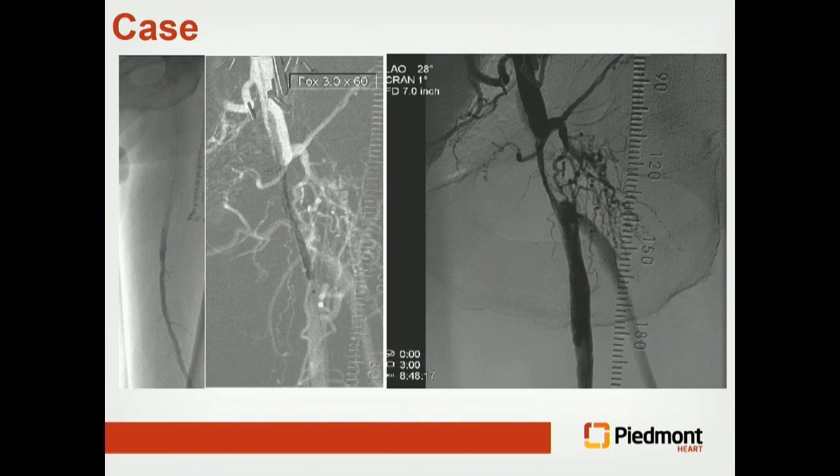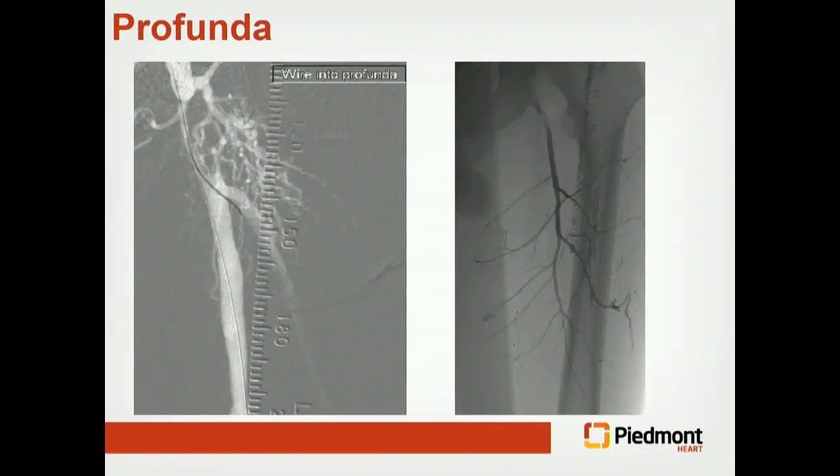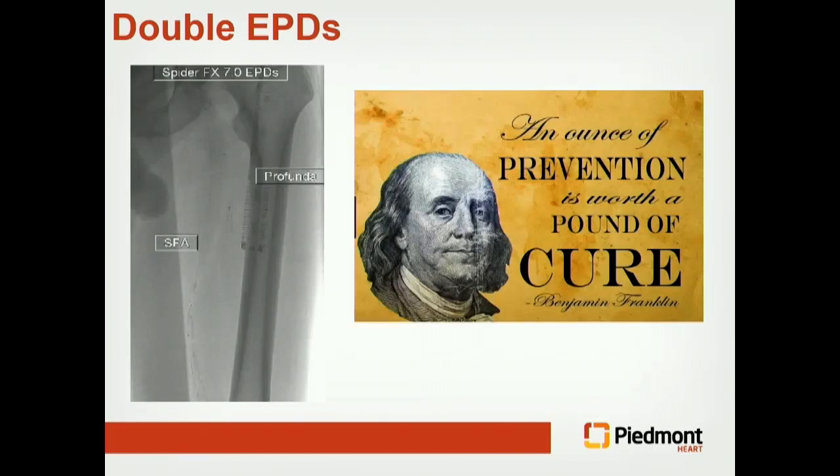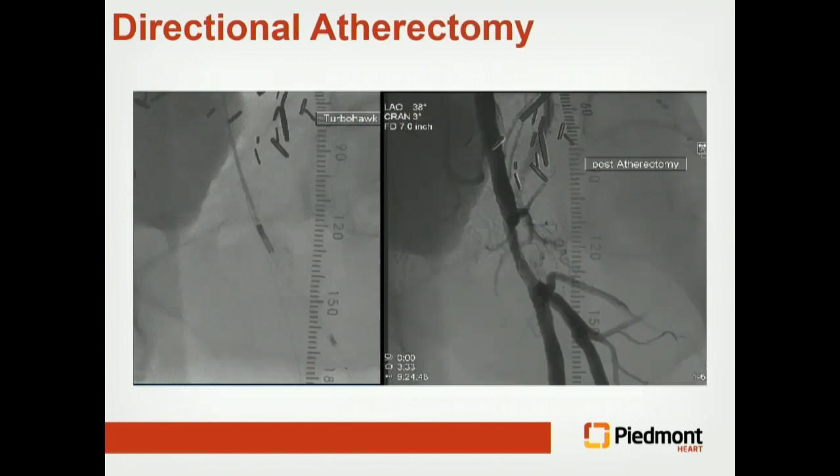And then, having learned from my previous case, I said, all right, we're going in the profunda. We're going to put double embolic protection devices, because an ounce of prevention is worth a pound of cure. We're going to prevent this from happening. I did directional atherectomy into the profunda, into the common femoral, and into the SFA. So multiple passes, being very careful to know where your wires were. You do not want to cut your wire with your TurboHawk. Okay, that's an even worse day. So directional atherectomy into both sides.